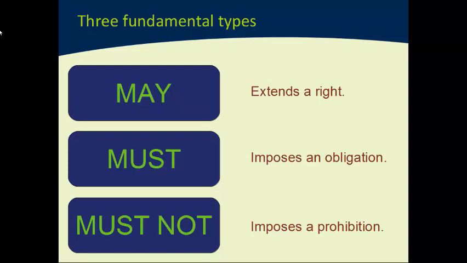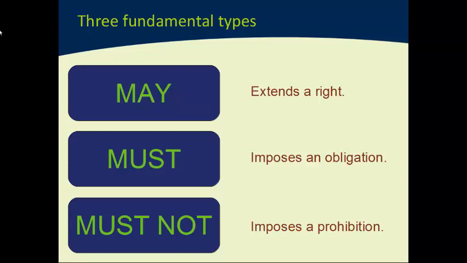The second type of provision imposes an obligation. This is a provision that says you must do this. You have no choice. When you turn 18, you must register to vote. If you don't, there may be consequences for you not doing so. So you can see the difference between a provision that's imposing an obligation and a provision that's extending a right.